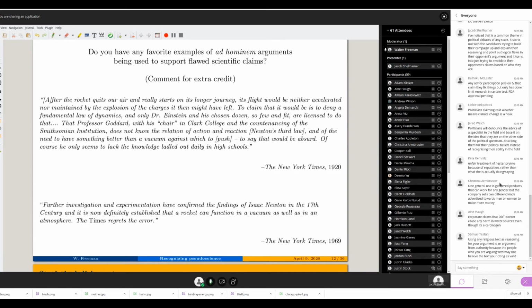Christina mentions gendered products that can work for any gender, but the company sells two different kinds advertised toward men or women to make more money. Yeah. People call it the pink tax, right? A blue razor is the same as a pink razor, but the pink razor costs more because advertisers are trying to squeeze money out of women, and it's deeply unfair.